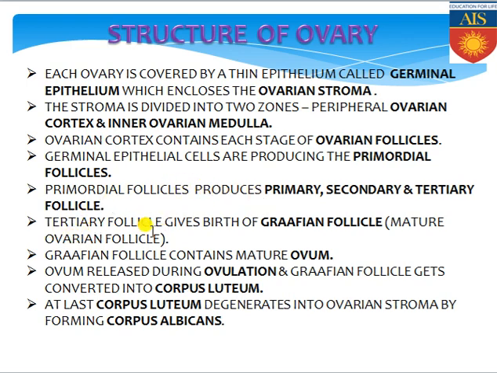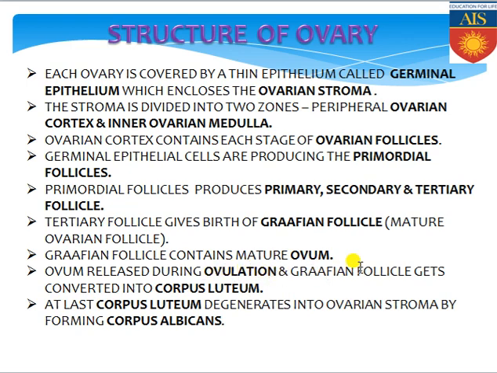Next, the tertiary follicle gives birth to the Graafian follicle. This is the mature ovarian follicle and it is produced from the tertiary follicle. So this is commonly known as the tertiary follicle, and this is commonly known as the Graafian follicle, which is produced from the tertiary follicle by maturation. Next, the Graafian follicle contains the mature ovum. When the Graafian follicle is produced, only the ovum is present within it, and the ovum will be released from the Graafian follicle, and the procedure by which it is released is commonly known as ovulation.